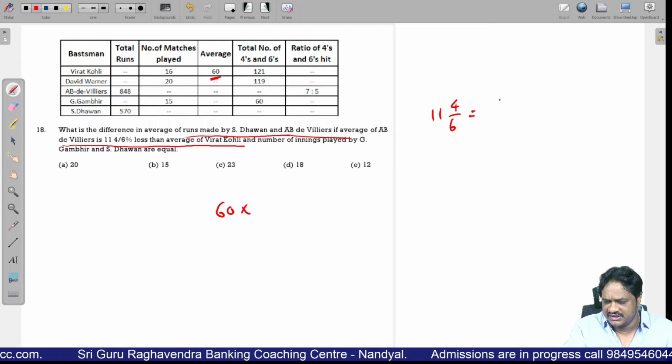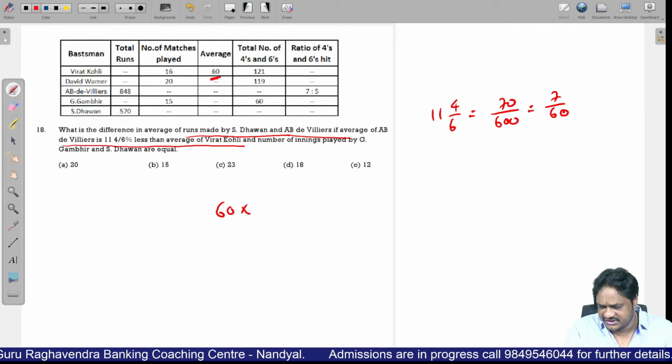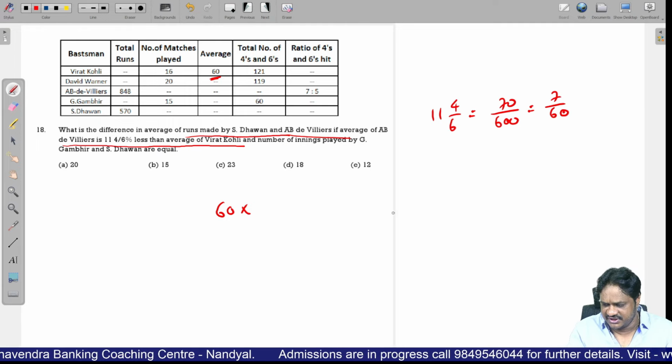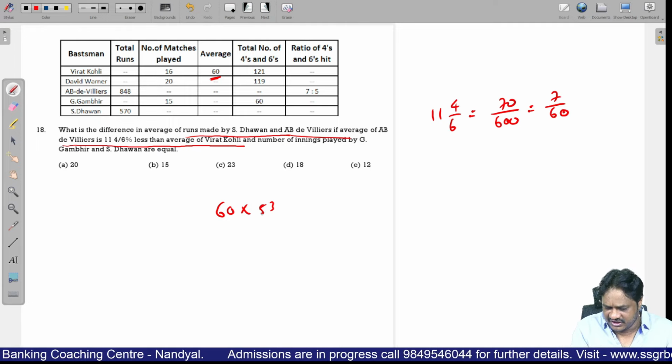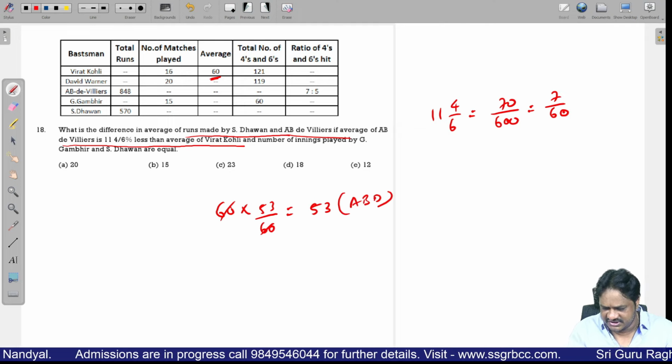11 by 6 is 70 by 600, or 7 by 60. 7 by 60 less means we have to take 53 by 60. So 60 cancels, 53. This is AB de Villiers' average.